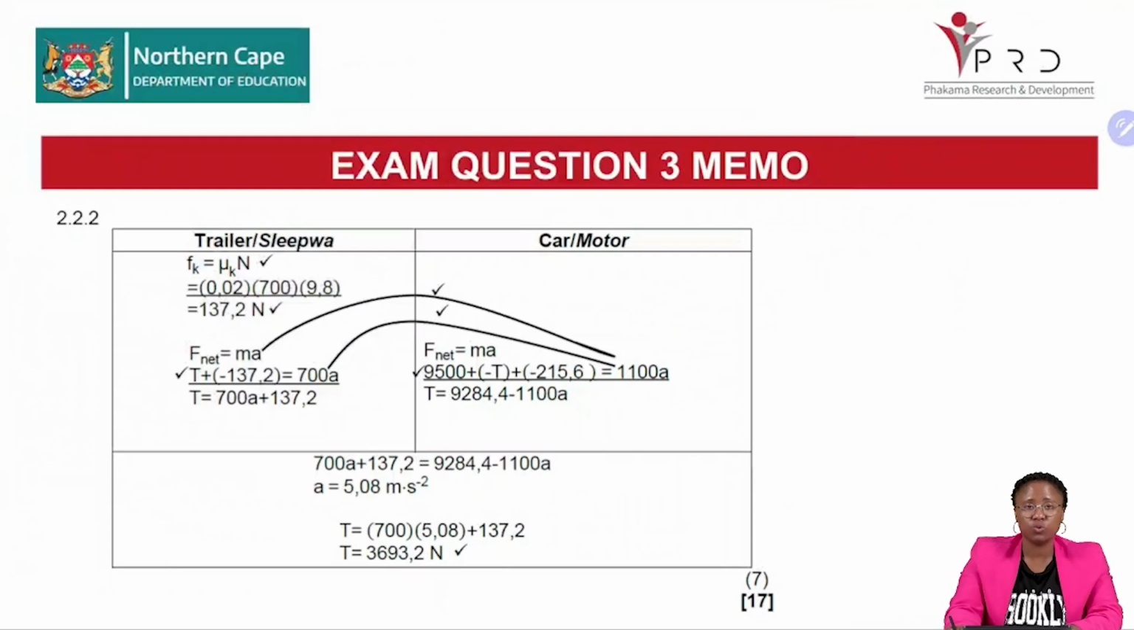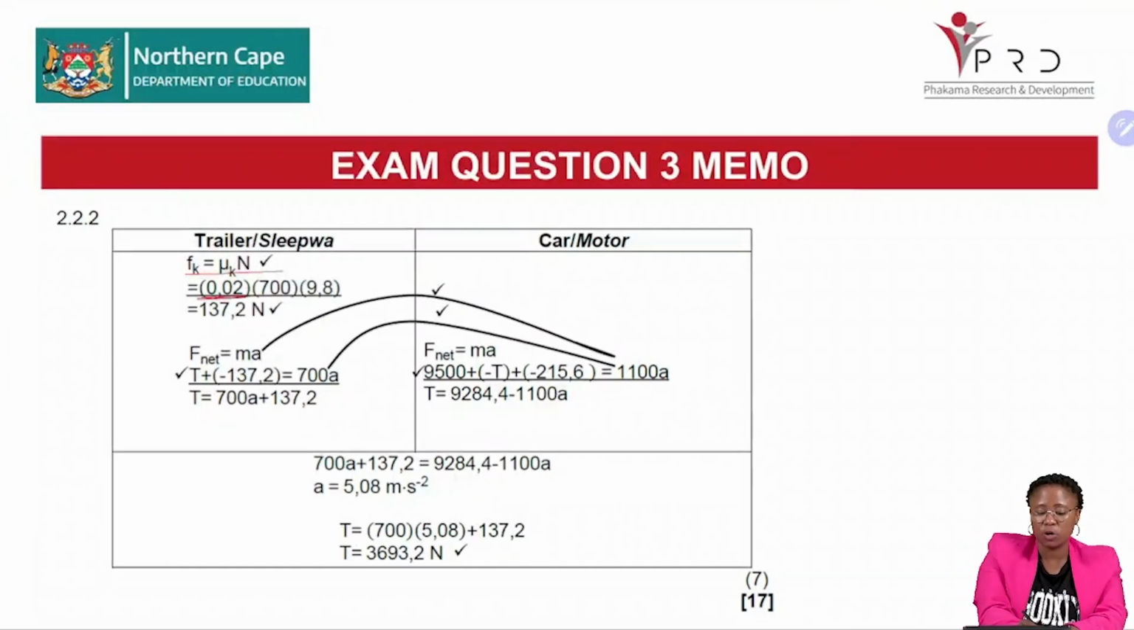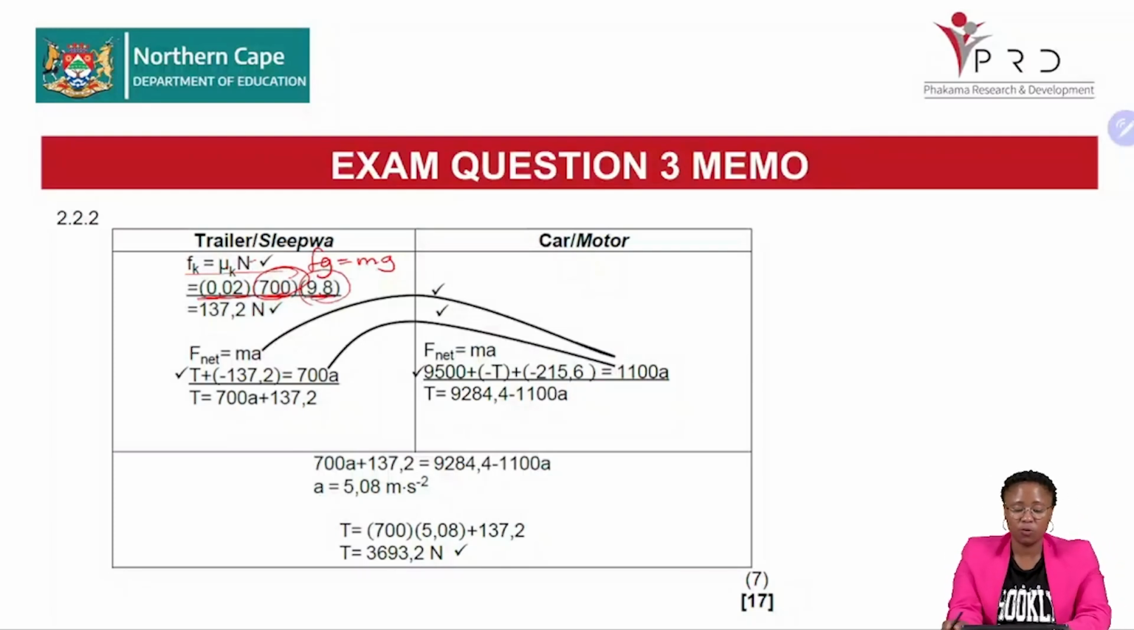The first thing that you are going to do is calculate the friction force of the trailer. You use the formula Fk equals μk multiplied by the normal force. You substitute the coefficient of kinetic friction, which we're given as 0.02, and multiply it with the normal force. Remember, the normal force here is equal to Fg. Fg is mass multiplied by g, where the mass of the trailer is 700 and the gravitational acceleration is 9.8. Then you just punch that into your calculator and you get that amount.